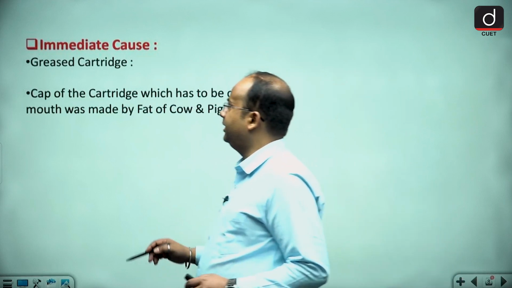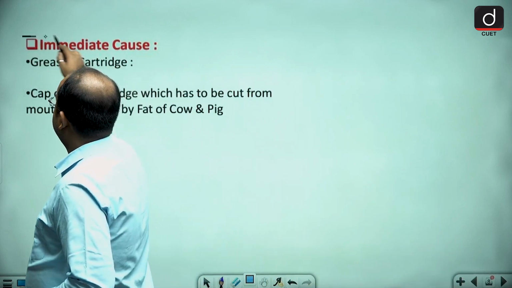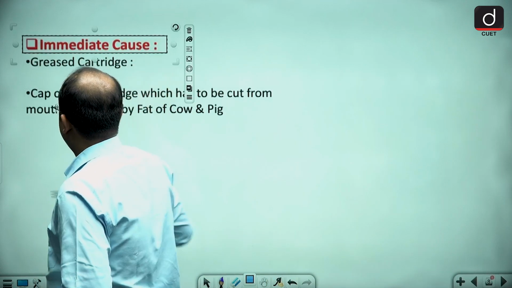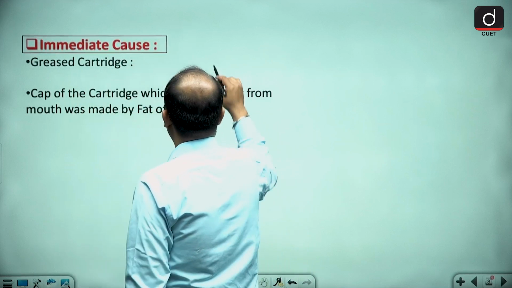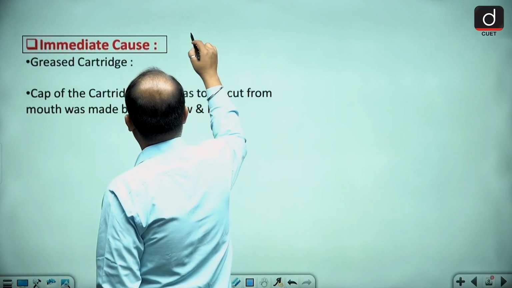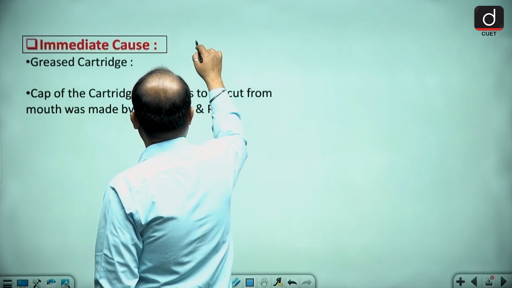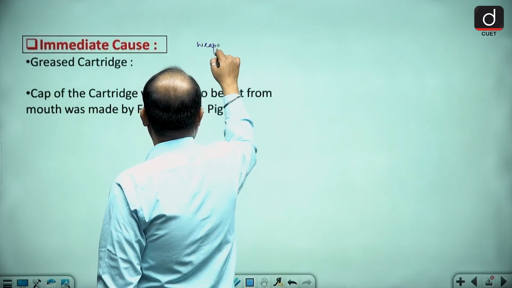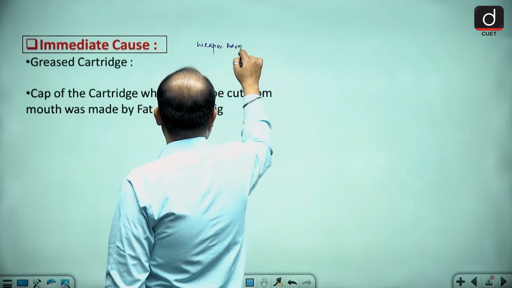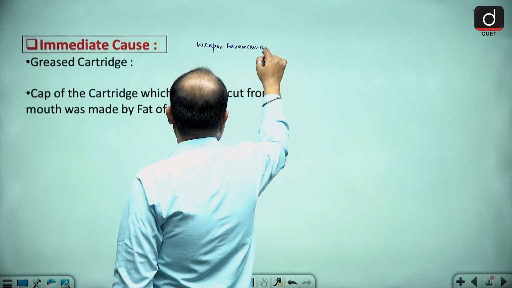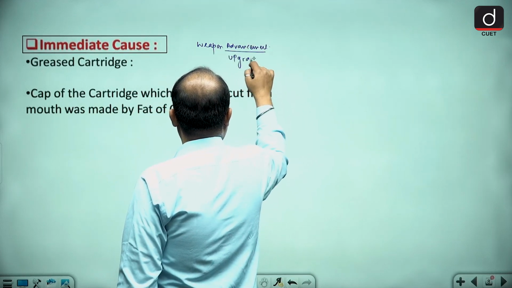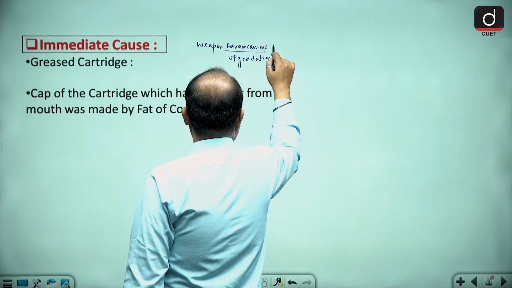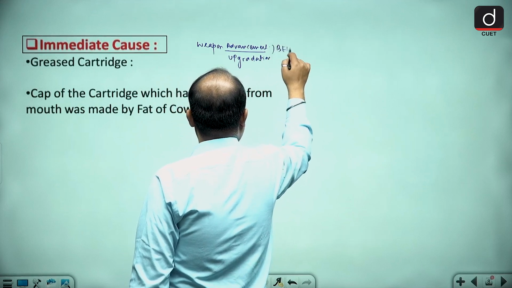Now guys, let's discuss the immediate cause that led to the revolt of 1857. So what was the immediate cause? The immediate cause was the use of the grease cartridge. Now guys, what happened? There was weapon advancement, or weapon upgradation, in the British East India Company.